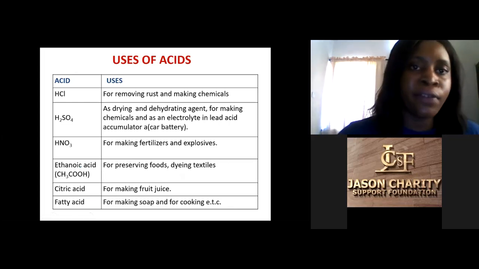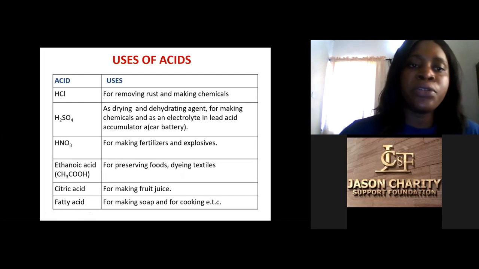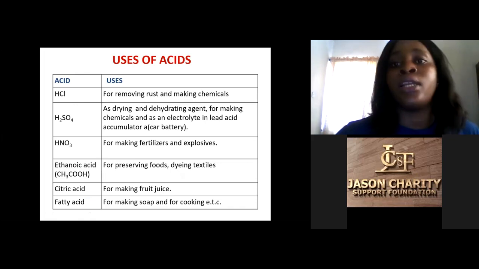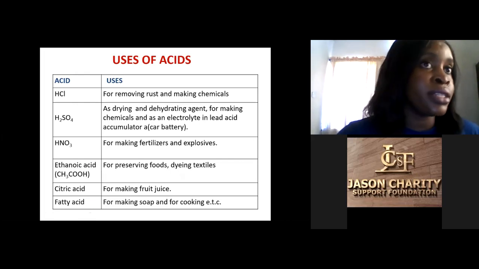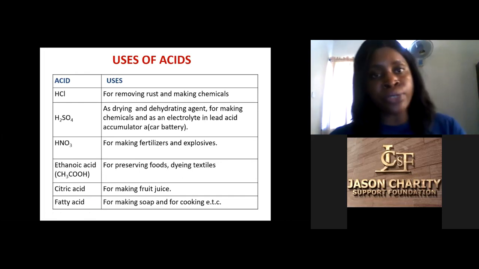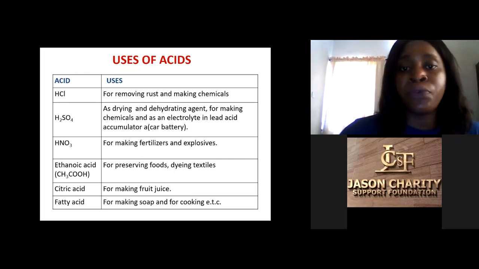So here I have a table containing the uses of certain acids. Now the first one is hydrochloric acid. It is used for removing rust and also for making chemicals in the lab. There are certain analyses, like the volumetric analysis in the lab and also qualitative analysis, that are carried out using the hydrochloric acid.